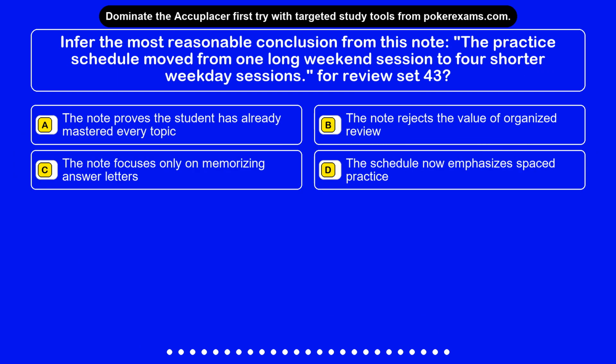Question 14. Infer the most reasonable conclusion from this note. The practice schedule moved from 1 long weekend session to 4 shorter weekday sessions. For review set 43. Option A. The note proves the student has already mastered every topic. Option B. The note rejects the value of organized review. Option C. The note focuses only on memorizing answer letters. Option D. The schedule now emphasizes spaced practice.